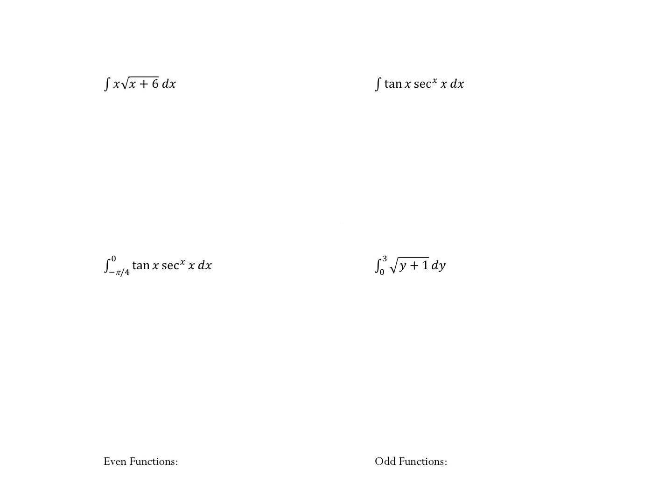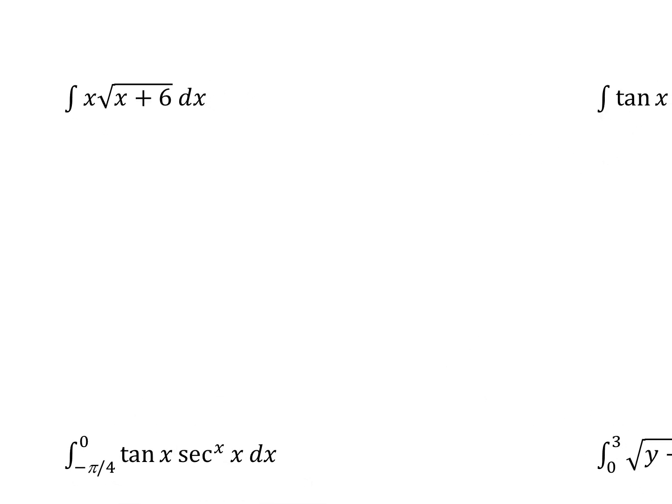Let's do this one first. u equals x plus 6. du equals dx. If you do x minus 6, it's just going to be another... That means it's going to still be... So you can also say that x is equal to u minus 6. Okay, so now we're integrating u minus 6 times the square root of u dx. Is everybody comfortable with this?